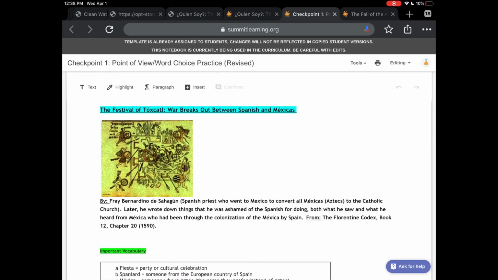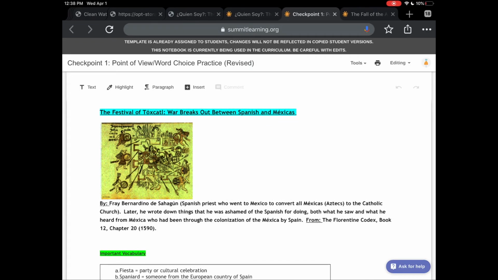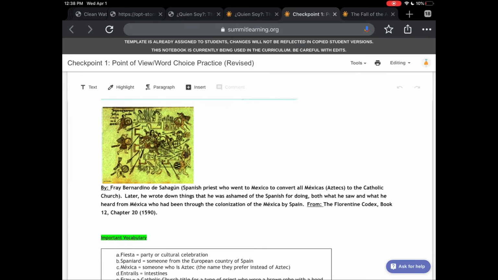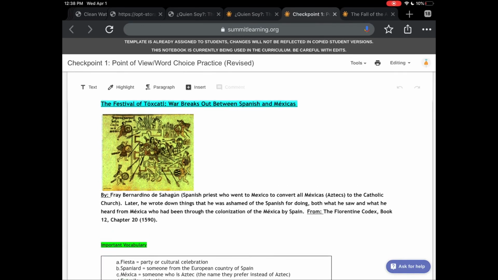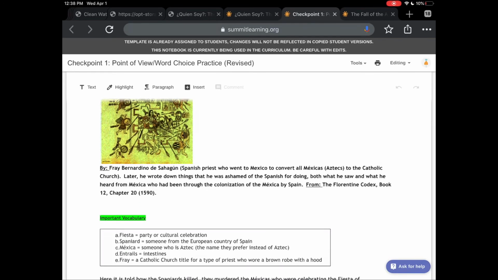So this was the festival of Toxcatl, and I apologize if I butchered that pronunciation, and it talks about what the Spanish did at this festival. For some context, this was the name of the 5th 20-day month of the Aztec calendar, and the festival itself lasted from May 5th to May 22nd. It was a major festival and holiday in the Aztec religion.